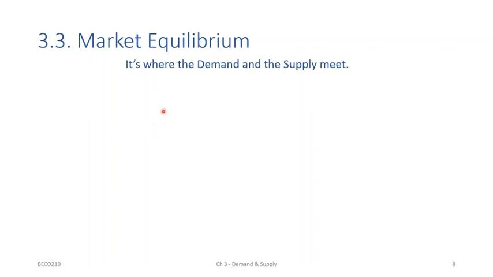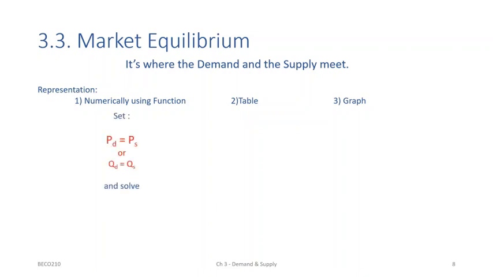The market equilibrium is where the demand and the supply meet. The demander and the supplier agree on a unified price and a unified quantity sold. This equilibrium can also be represented numerically using functions, on a table, and on a graph.